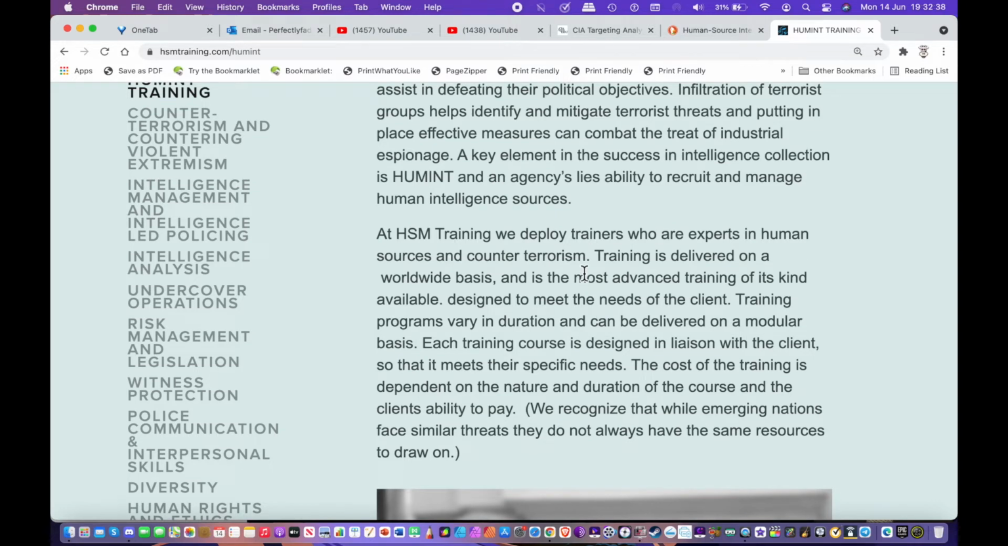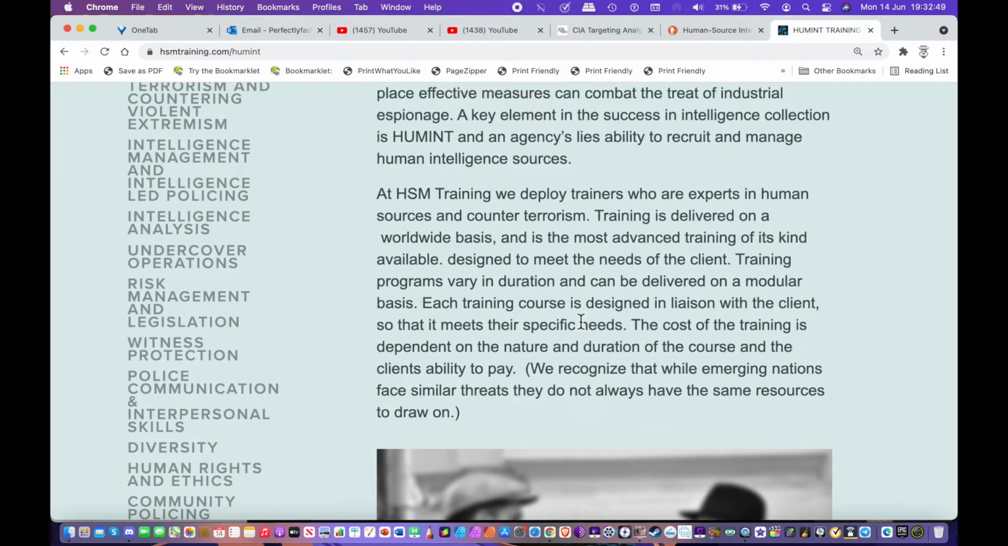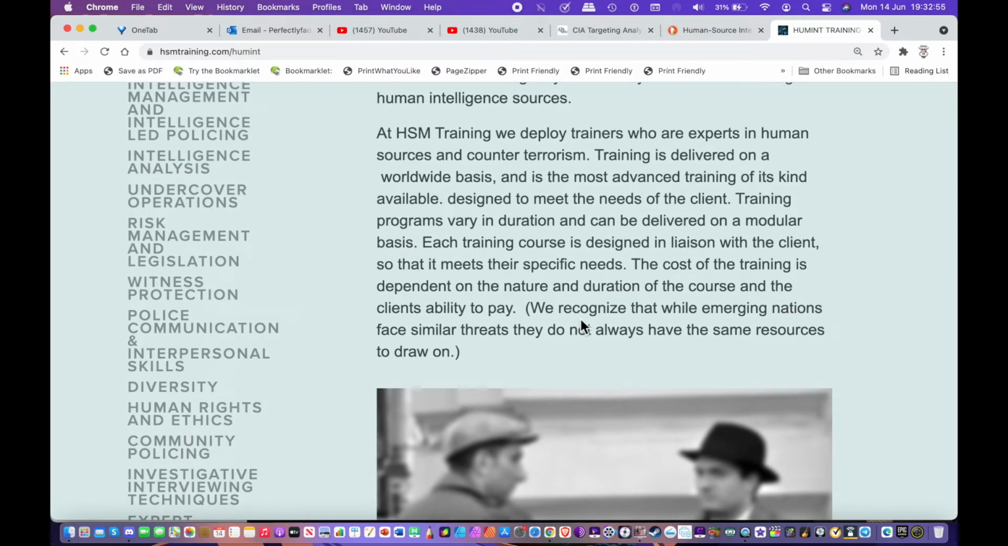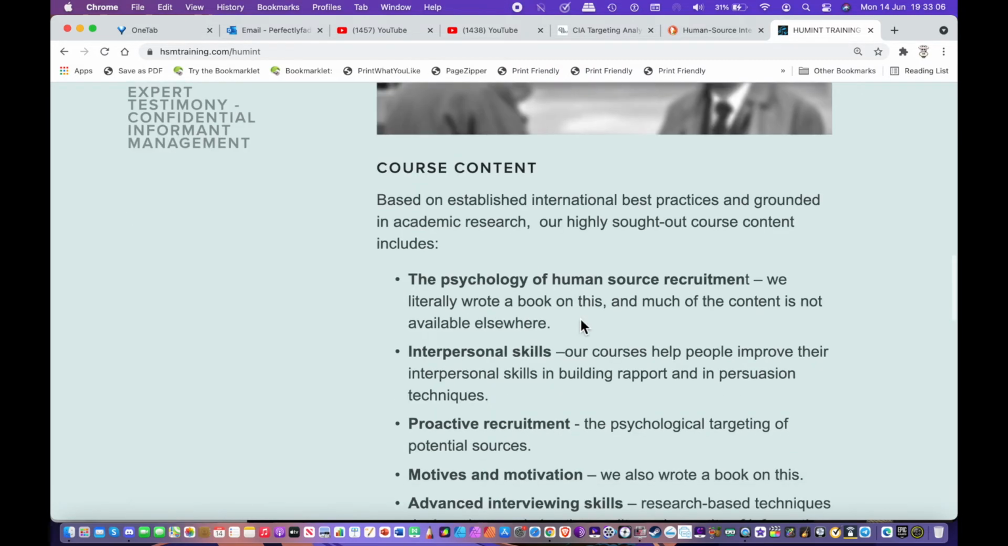Right, so they're saying training is delivered on a worldwide basis and is the most advanced training of its kind available. Training programs vary in duration, modular based, and each training course is designed to liaison with the client so that it meets their specific needs, and how much it costs.